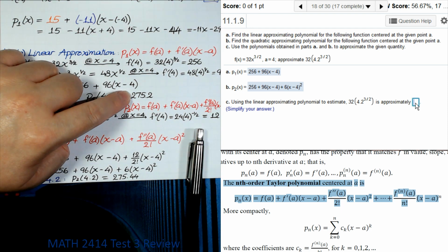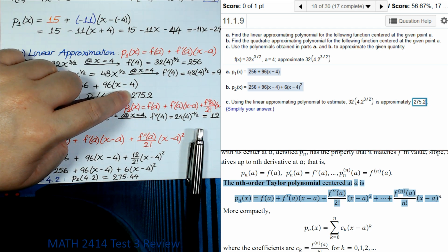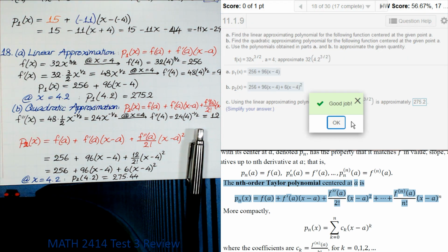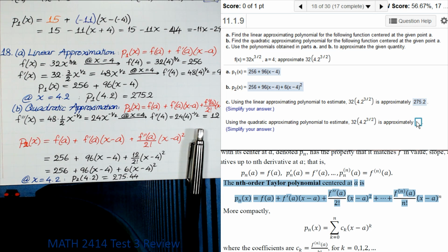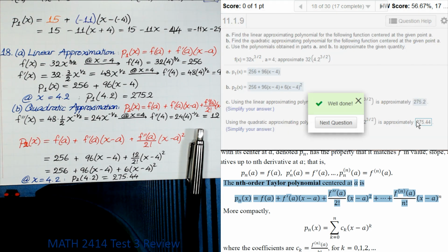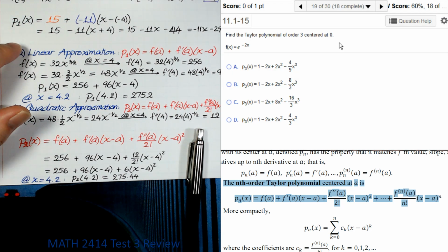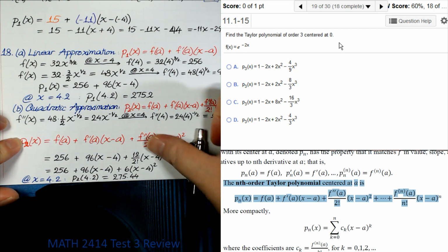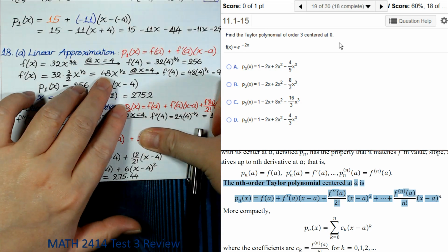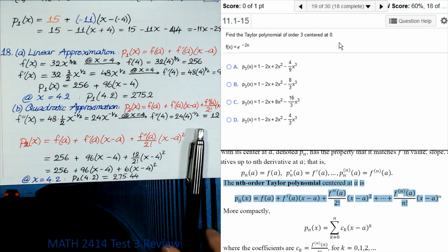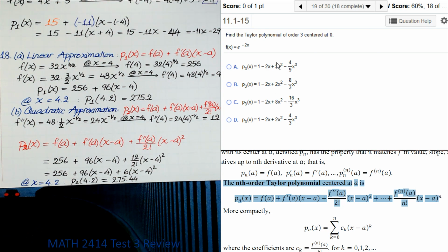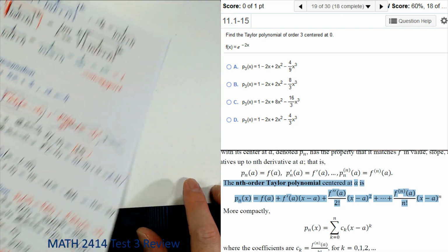Using linear approximation, we have 275.2. And using quadratic, we have 275.44. So notice that linear approximation and quadratic, the first two terms are the same. We're just adding terms into it. That's how the Taylor series are built.